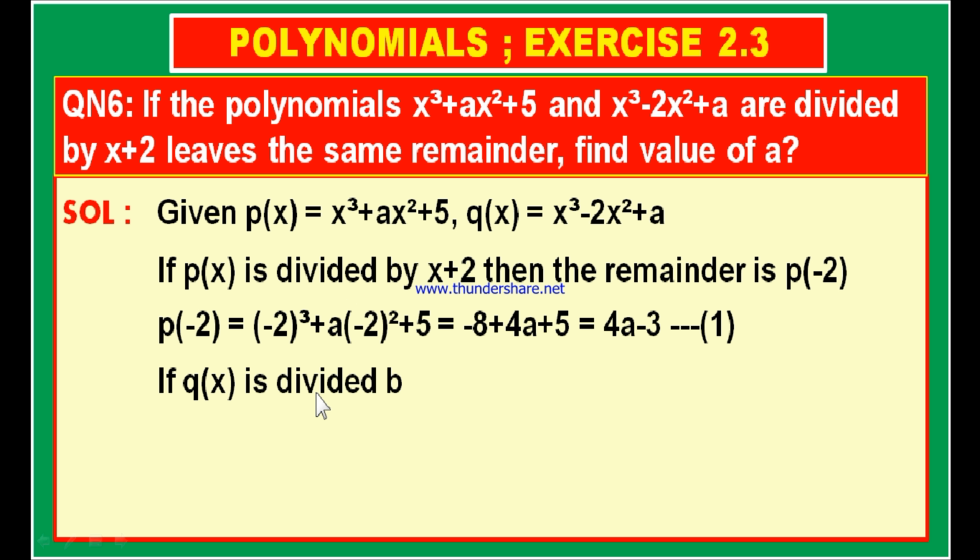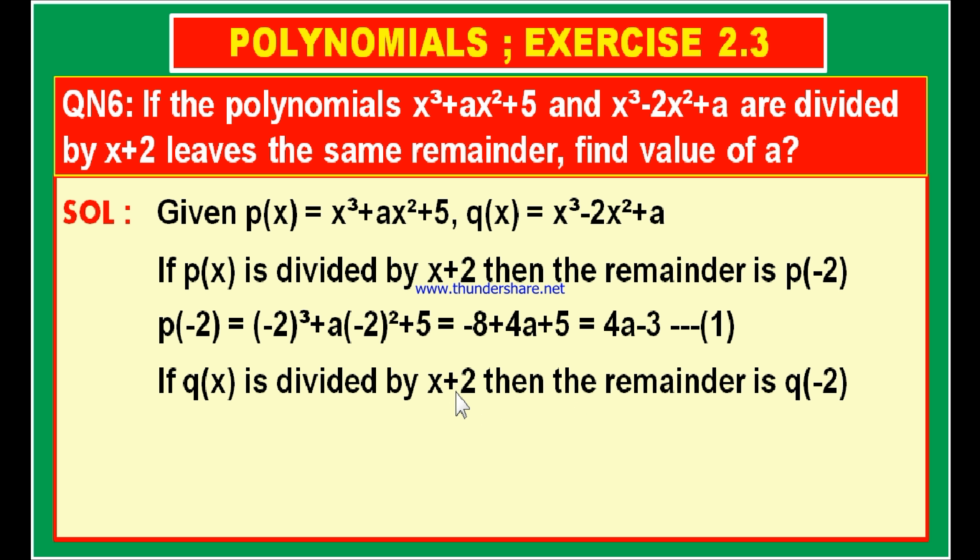If q of x is divided by x plus 2, then the remainder is, with x plus 2 have to divide, therefore equate this to 0, then x is equal to minus 2. So q of minus 2. Okay, the remainder when q of x is divided by x plus 2 is q of minus 2.